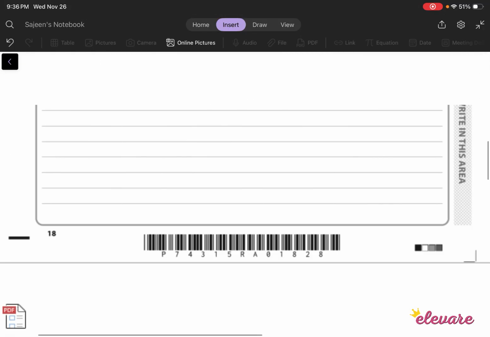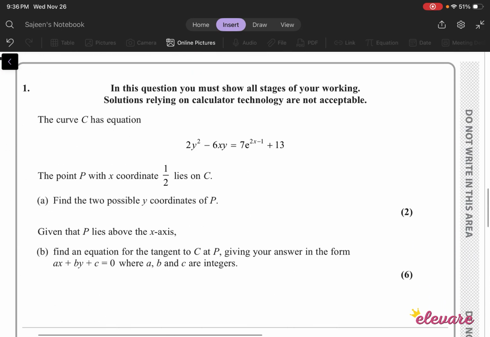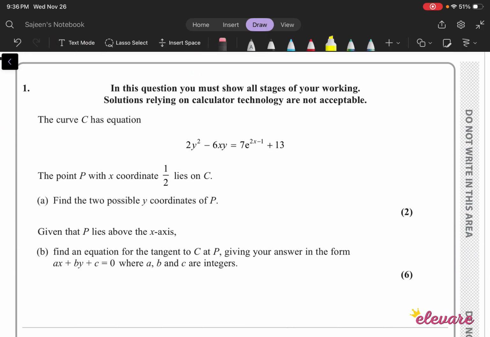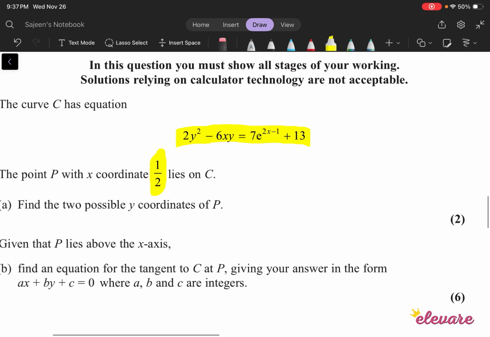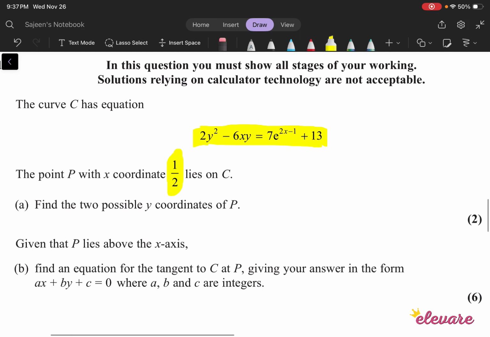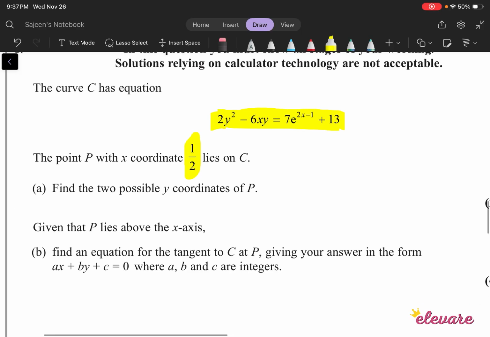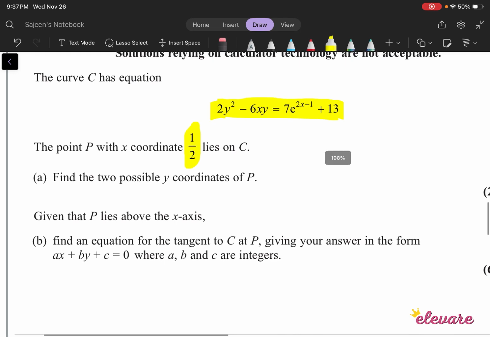Okay? So in this question, what we have here is a curve, right? A curve C has equation 2y squared minus 6xy is equal to 7e to the power 2x minus 1 plus 13. Okay. The point P with x coordinate half lies on C. So আমাদের একটা curve আছে. Curve equationটা looks something like this. We don't know what the graph of this will look like, right? এটা তো আমাদের normal ওরকম গ্রাফের মতো নাই. ওরা বলেছে যে একটা পয়েন্ট P আছে কার্ভের উপর with x coordinate half. And they're asking me for the two possible y coordinates of P.